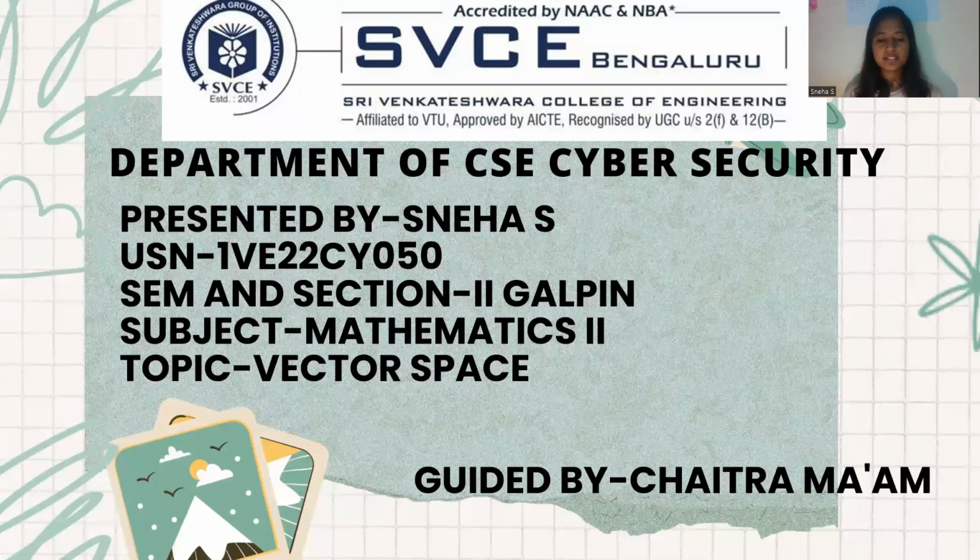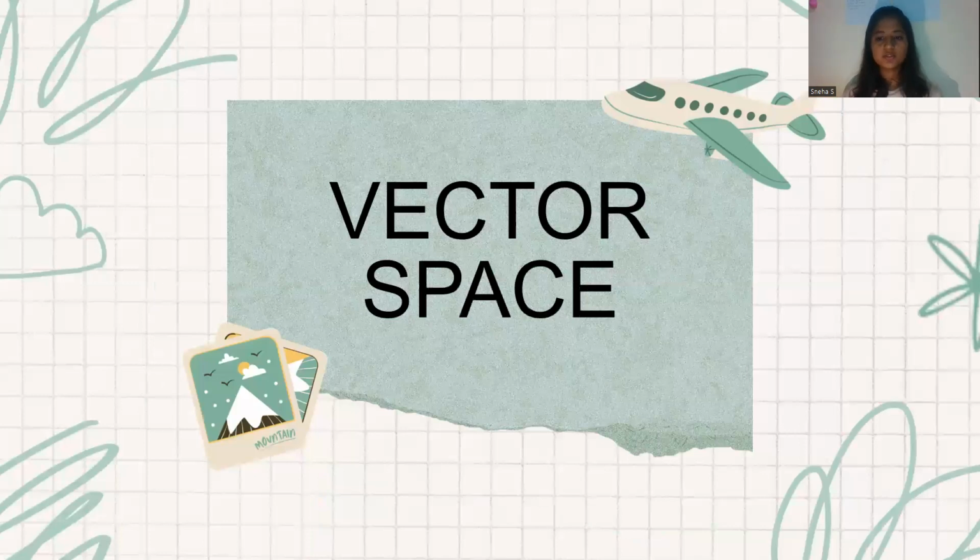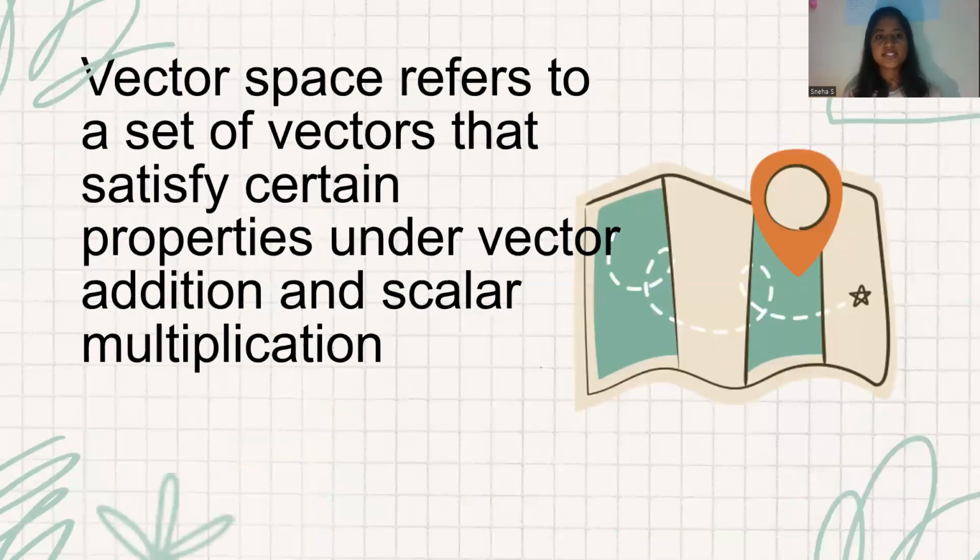Today I'll be discussing a topic called vector space in Mathematics 2. So what is vector space? Vector space refers to a set of vectors that satisfy certain properties under vector addition and scalar multiplication. Vector addition means to add two vectors, and scalar multiplication means to multiply a real number to a matrix, that is nothing but a product between a real number and a matrix.